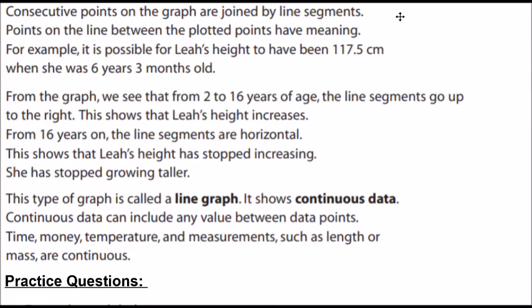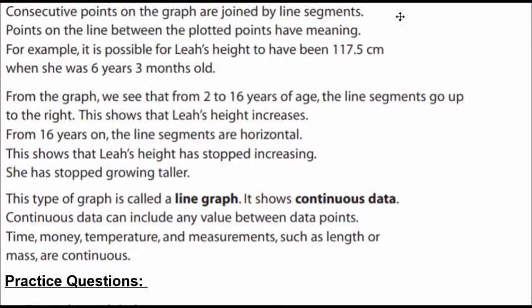From the graph, we can see that from age 2 to age 16, the line segments go up as we move towards the right. This shows that Leah's height increases, which makes sense. As you get older, you tend to grow. From 16 on, the line segments are horizontal. This shows that Leah's height has stopped increasing and she has stopped growing taller.